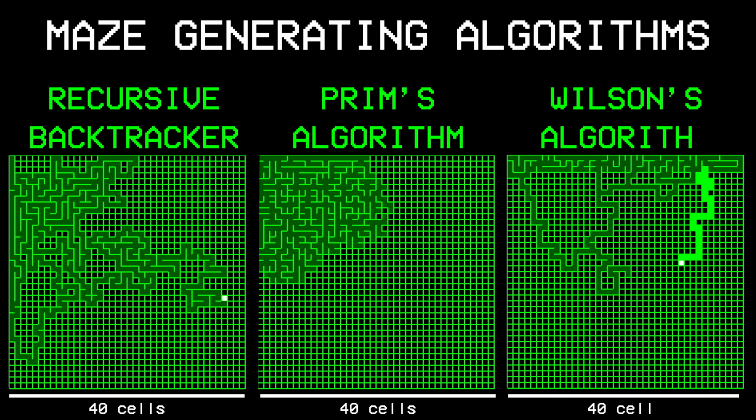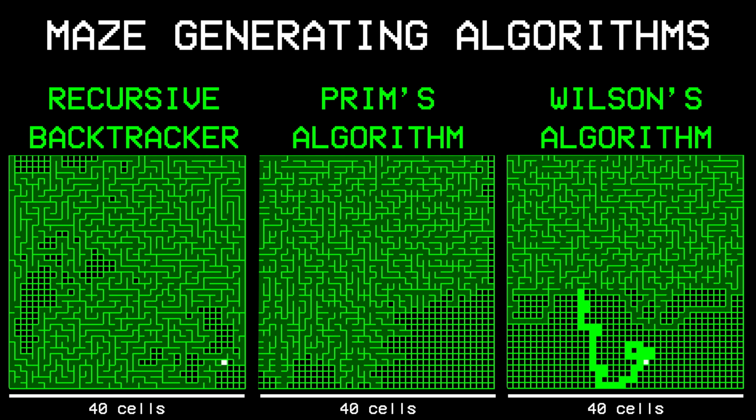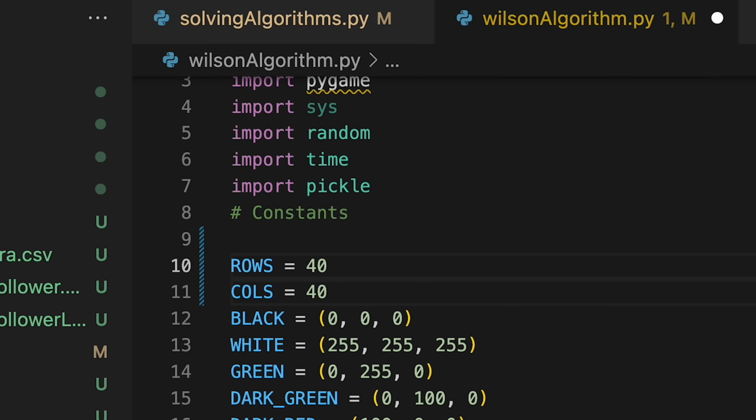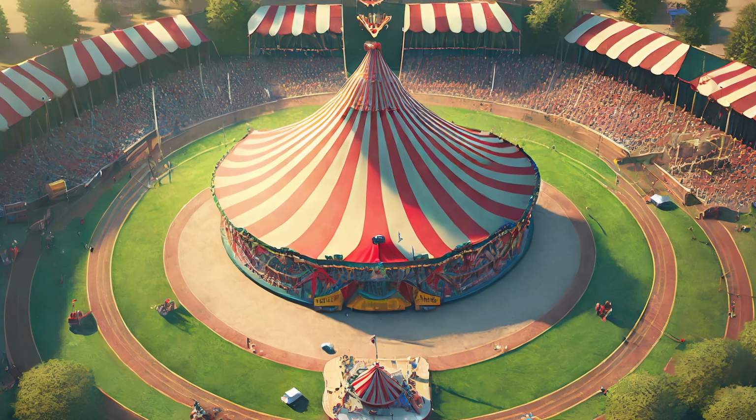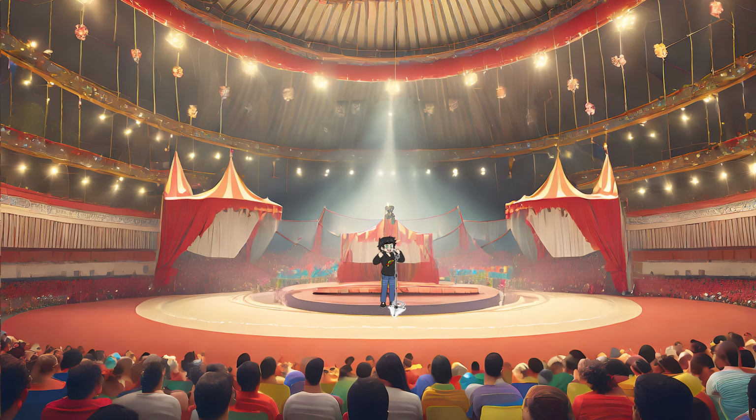Alright, so far I have set my algorithms to 40 by 40 cells, but I wonder what happens if I just add more zeros. Oh wait, guys, what's happening? Is this thing on? Alright.